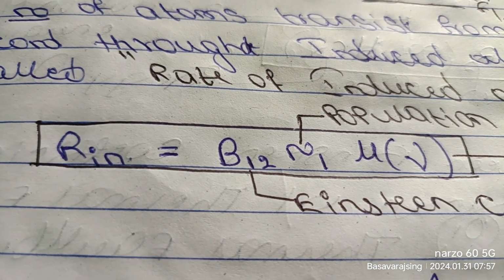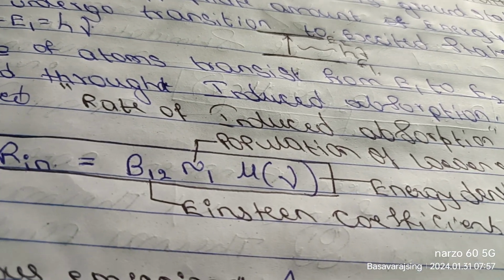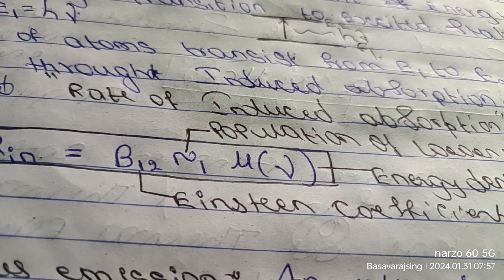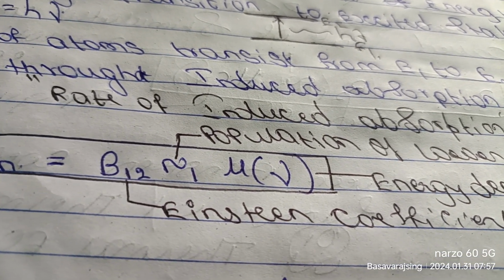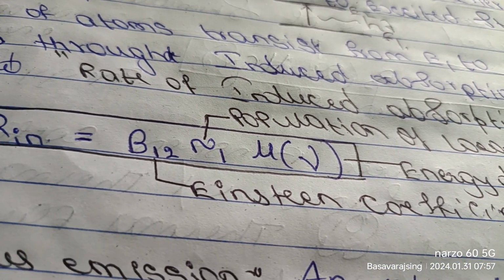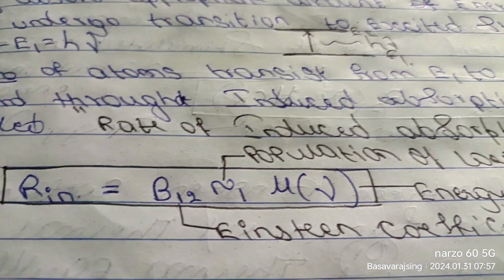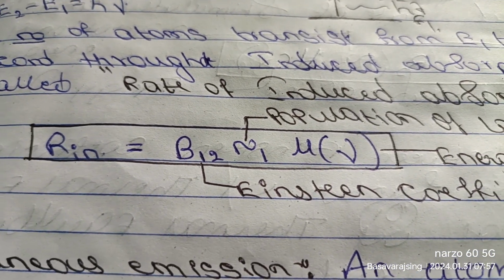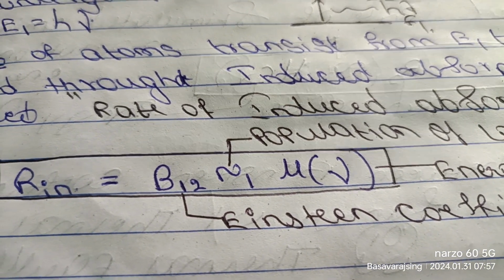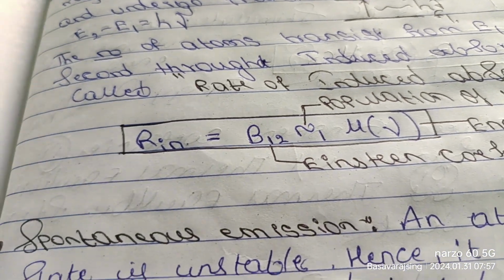What is u(nu)? It is the energy density of radiation. What is N1? Population of the lower energy state. B12, here 1 2 is the suffix, it is going from E1 to E2, so it is called the Einstein coefficient for induced absorption. So it is the most important equation, used in solving numericals, and it also helps in the 10 marks derivation. And next we come to the spontaneous emission.